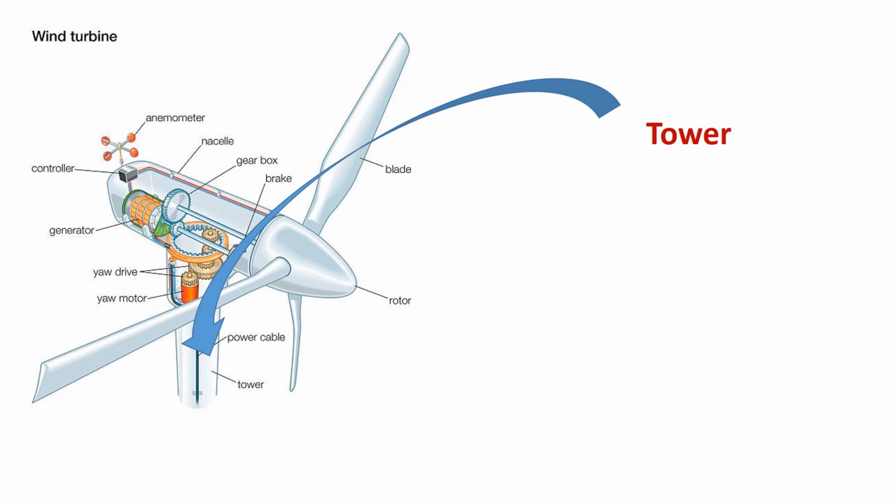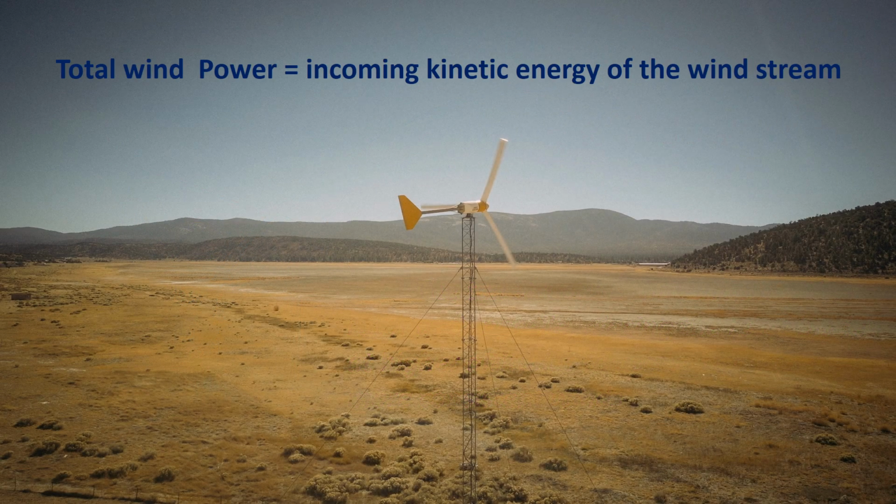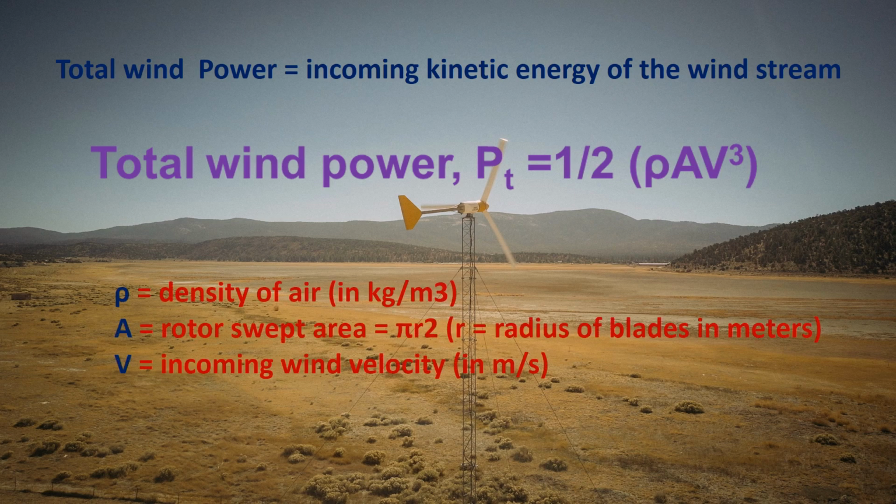Tower: the tall structure that supports the rotor and nacelle, placing the rotor blades at higher altitudes to access stronger and more consistent winds. The total wind power is equal to the incoming kinetic energy of the wind stream. Wind power is related to the density of air, rotor swept area, and incoming wind velocity.